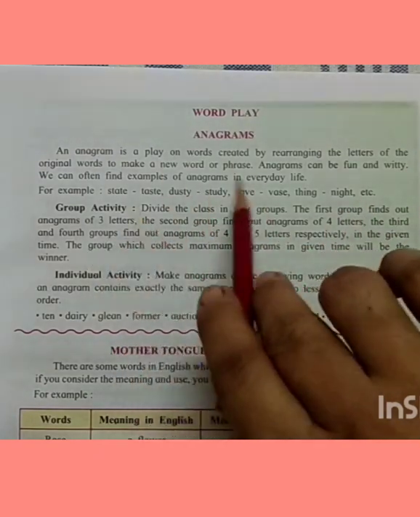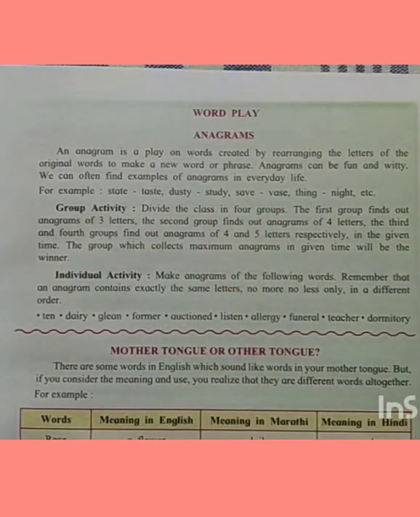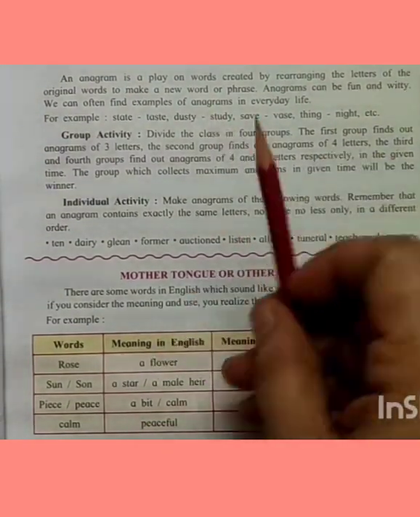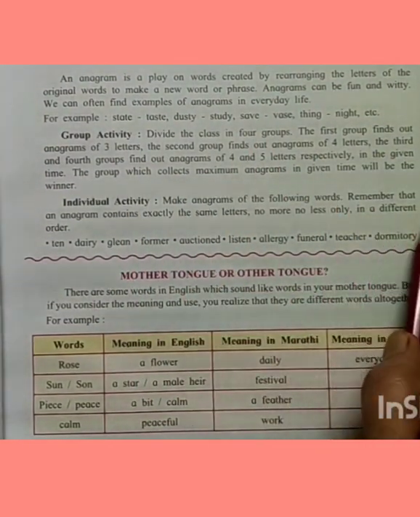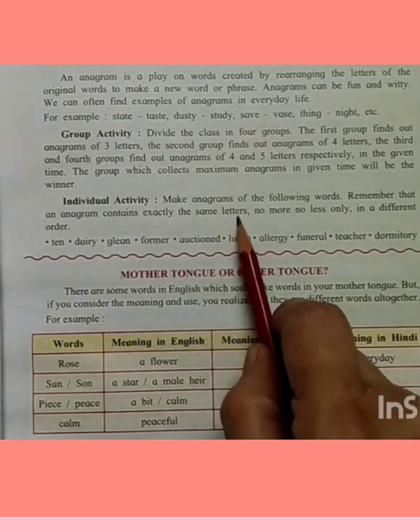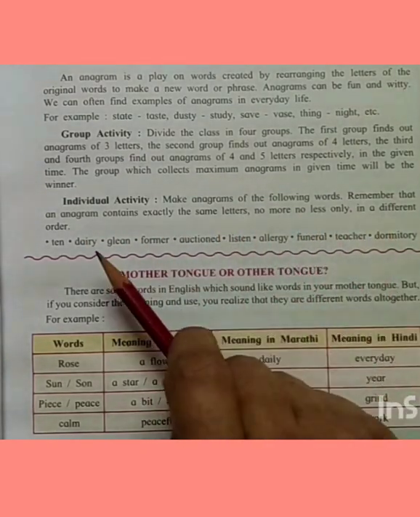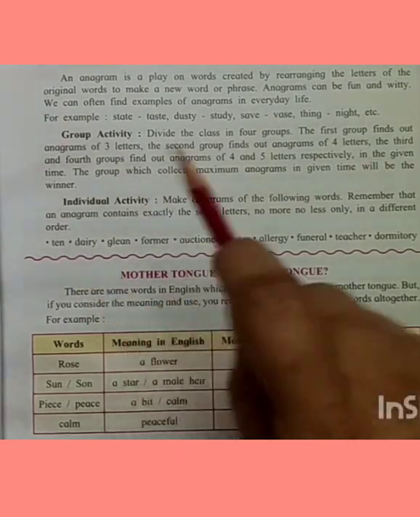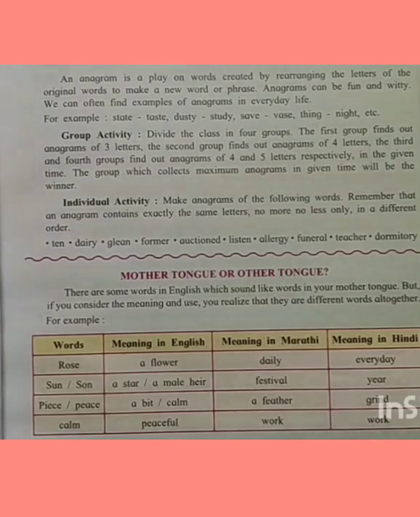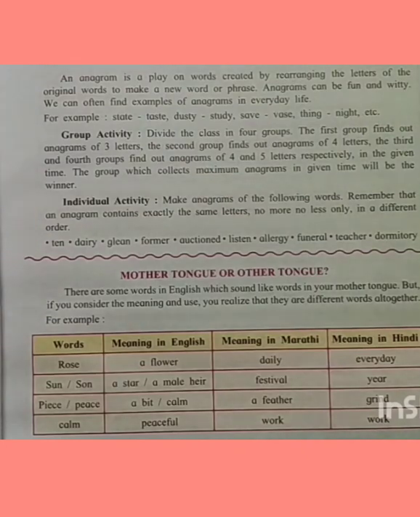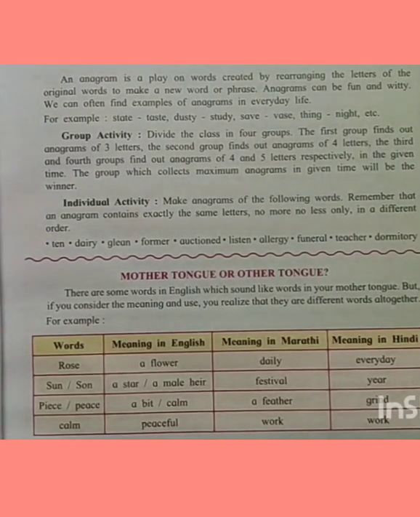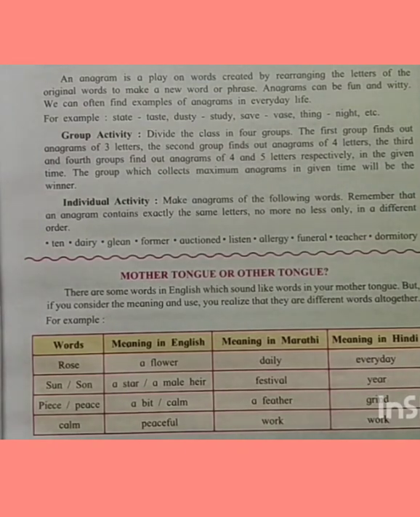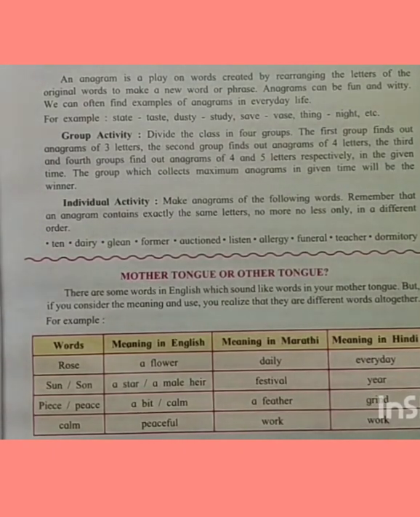Okay, so now what activity we have to do? We have to make some anagrams. Now see here, we have to make the anagrams of the following words. Remember that an anagram contains exactly the same letters, no more or no less, only in a different order. So here there is TEN, so you have to take T one time, E one time and N one time. You cannot take it two times, or if there is a T or S or anything two times, you have to take it two times when forming a new word. You cannot take it one time. So the number of alphabets in that word should be the same. If there are 3 alphabets, the anagram should also have 3. If there are 6 alphabets, the anagram should also have 6.